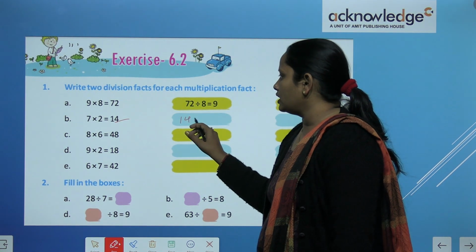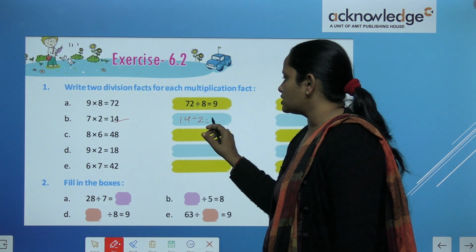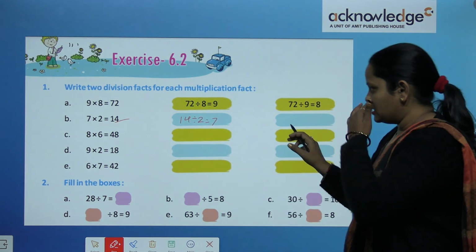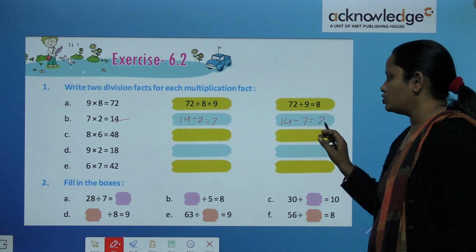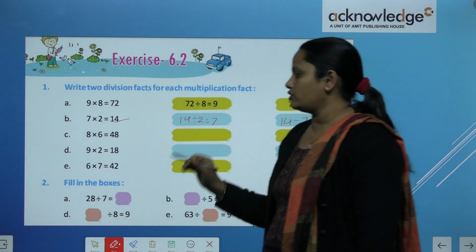14 को हम divide करेंगे 2 से, we will get 7 as the answer. And similarly 14 divided by 7 will be 2. So like this you have to do the rest of the questions.